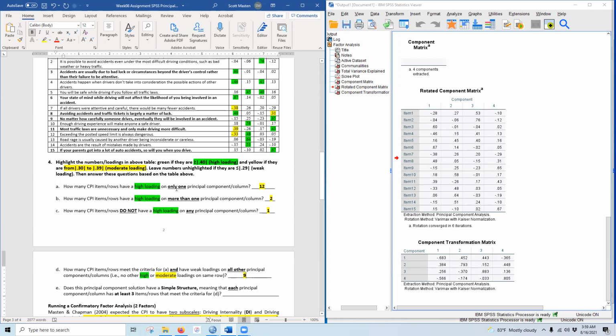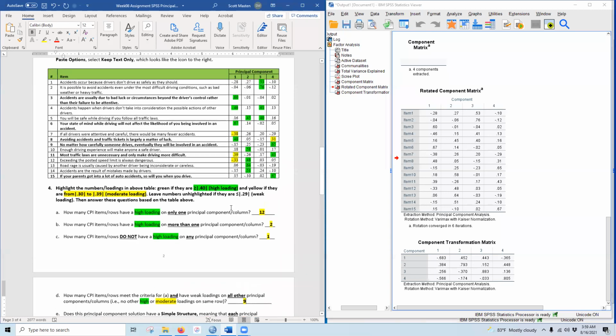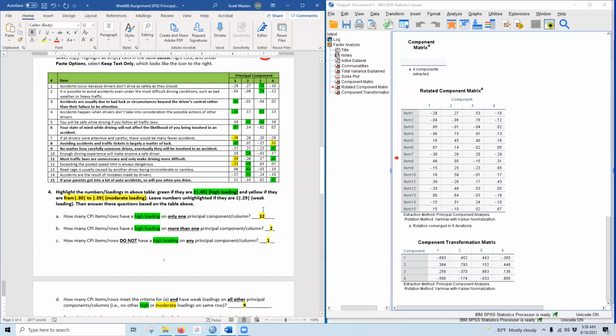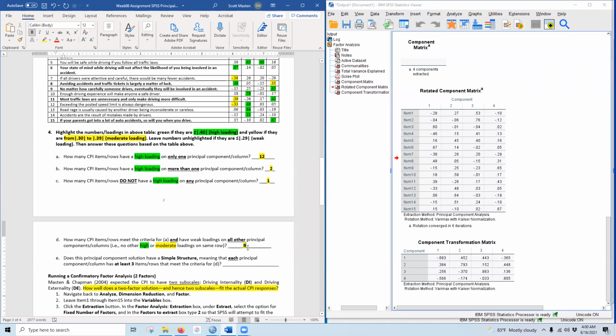They have a high loading on only one, so there was only 12 choices there. So we subtract the ones from the 12 that also loaded on a yellow one. So gosh, what is that? That's 1, 2, 3 of them. So that's how we ended up at 9.